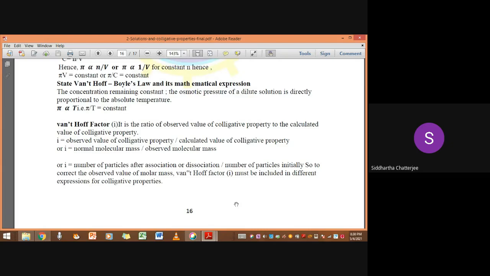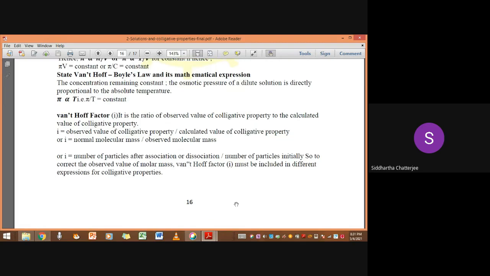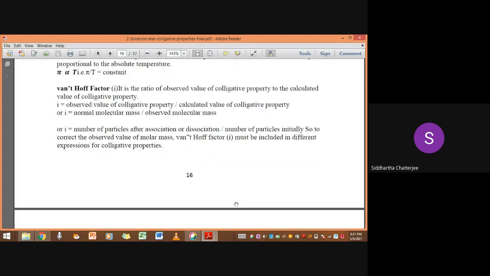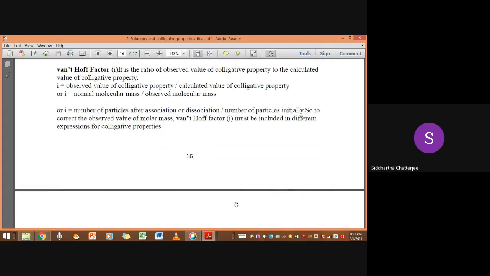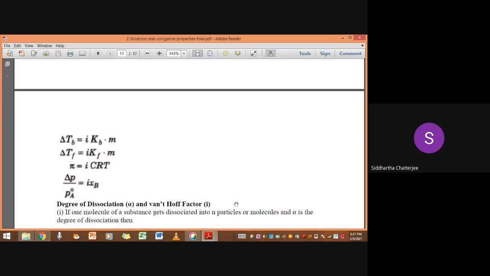So therefore, when i is the ratio of the number of particles after association or dissociation to the number of particles initially, to correct the observed value of molar mass, the van't Hoff factor must be included in the different expressions for colligative properties, as I already explained. ΔTb equals i Kb m, ΔTf equals i Kf m, π equals i CRT, and ΔP equals i PA⁰ xp.